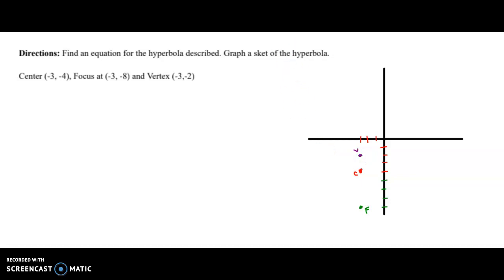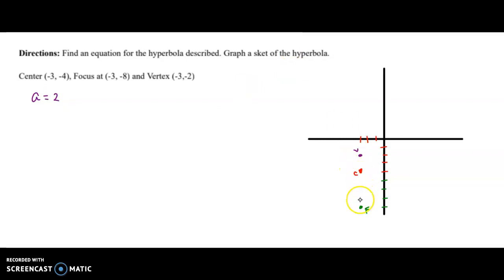So you have to realize that the vertex given to you and the focus given to you are on opposite direction parabolas that make up the overall hyperbola. And so let's see, from the center to the vertex, that's going to be the A value. And what is that a distance of? I believe that's 2. It's a distance from -4 to -2. So the A value is going to be 2.